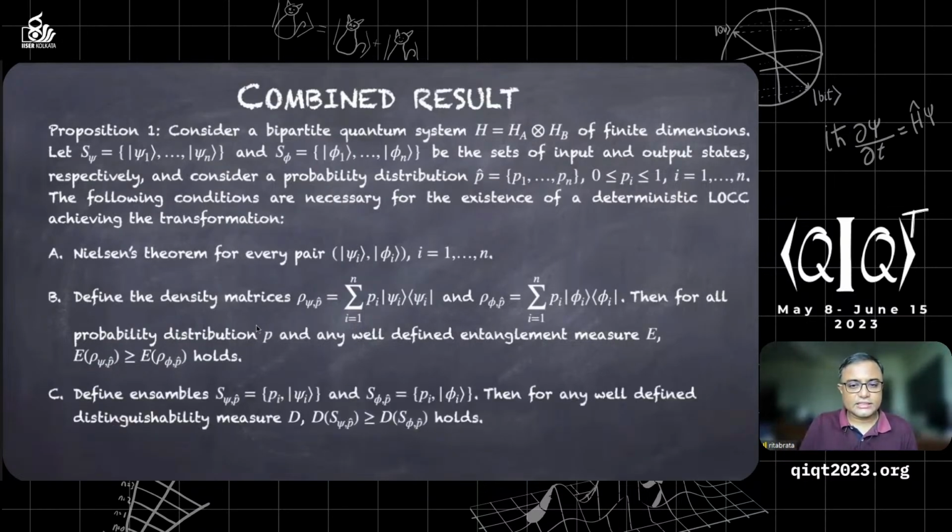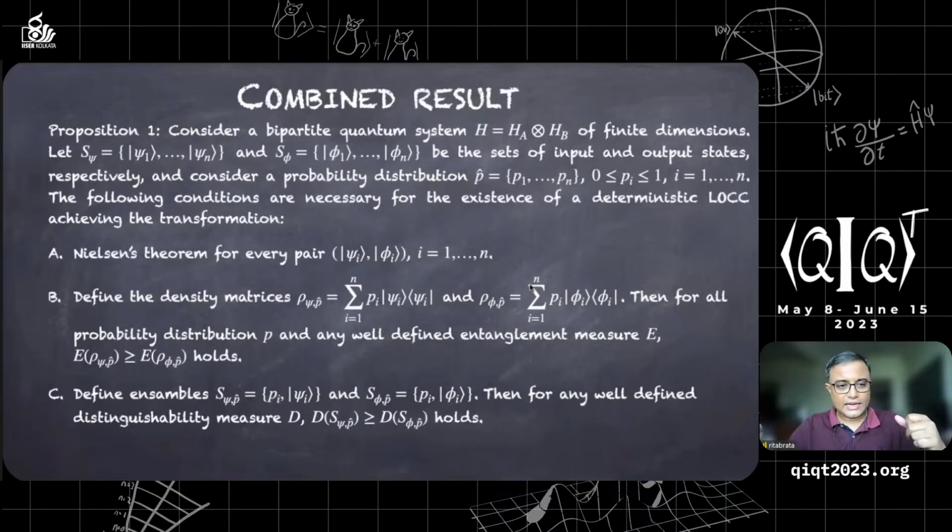The third condition is a very similar kind of thing. Instead of the entanglement measure, I can ask the same question for a distinguishability measure, and the input's distinguishability measure should be greater than the output states' distinguishability measure. So let us do it once again. Condition A I call the Nielsen criterion. That is, Nielsen's criterion should hold for each pair. Condition B: for any probability distribution, you make an ensemble of inputs into a single mixed state, and similarly with the same probability distribution you make a single output state, and the transformation holds.